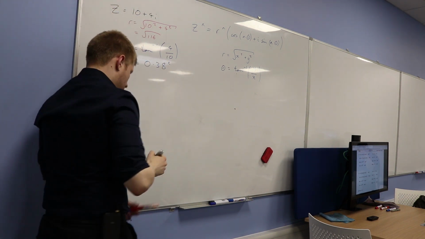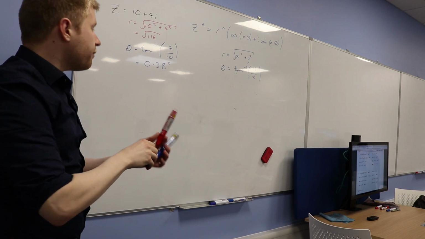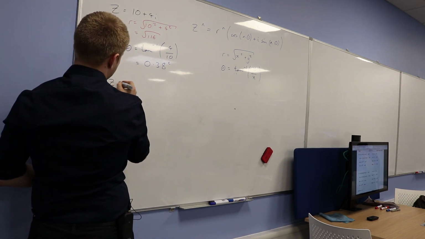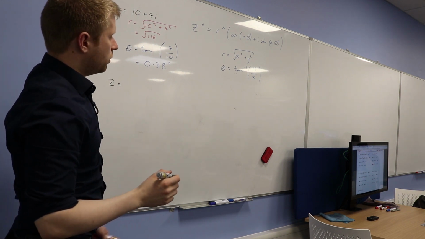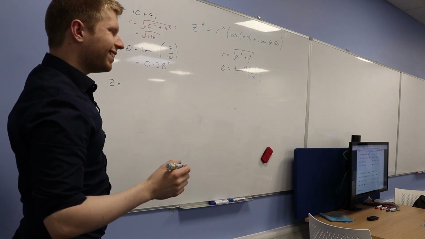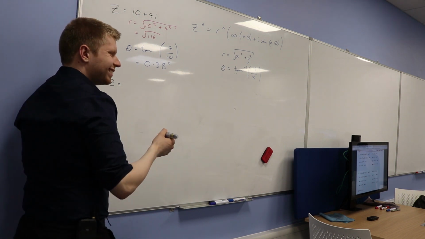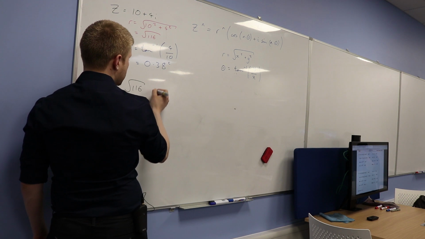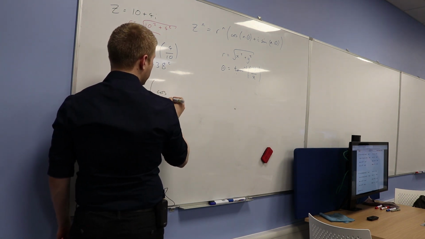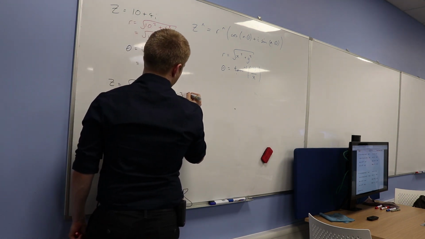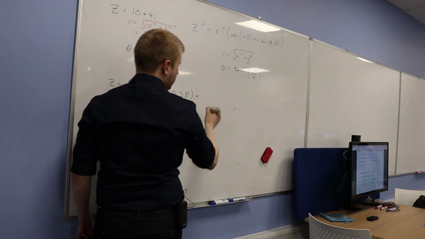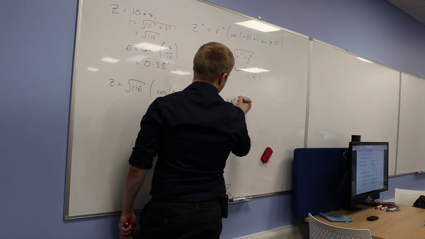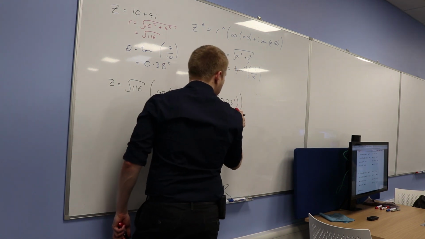0.38 radians. Okay, good. Which means then that if I wanted to write this in polar form, what would it be? Yeah, root 116, that's my modulus, multiplied by cos 0.38 radians, plus i sin 0.38 radians. Absolutely right. So that's it in polar form.